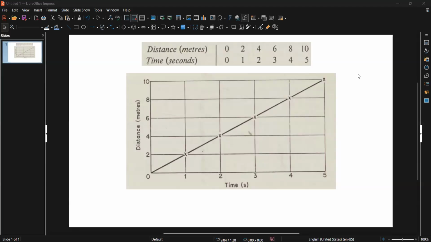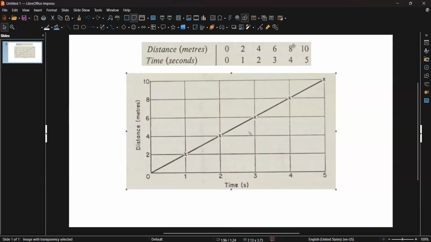Here's what the graph will look like, right? And you can see the points. 0, 0, well, that's this point here, right? 2, 1, so the time is 1, distance is 2. At 2 seconds, the thing is 4 meters away from the starting point. At 3 seconds, the thing is 6 meters, and so on, right?